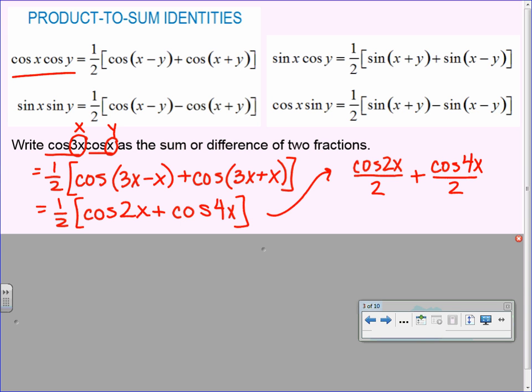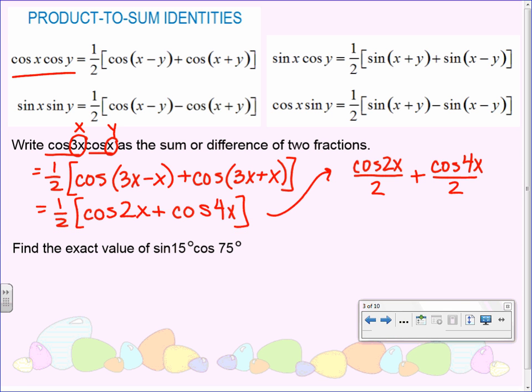Should you reduce the 2's and the 4's? Probably not, because they're inside the angle, so there's nothing you can do here to simplify. If those 2 and 4 were out front of the cosine, you could reduce a little bit further, but this is as far as you can go with it. The goal is, in most cases, not to get a nice pretty number, it's just to write it in another form. Product is a sum, or a sum is a product, depending on what we're doing.